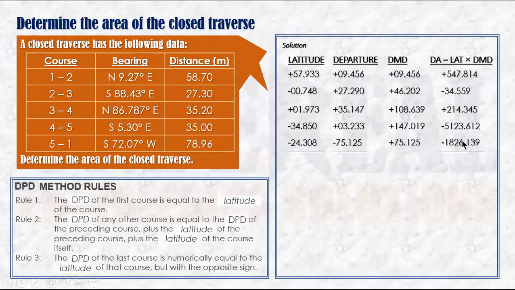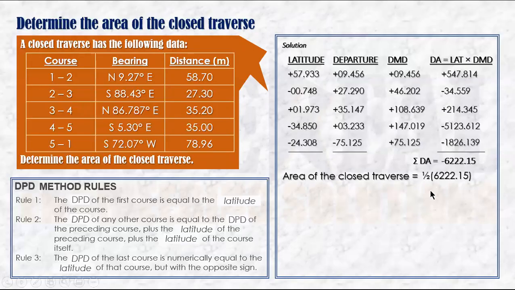And adding them, we can have this negative 6,222.15. And again, as I said, the area of the closed traverse is half of the summation of the DA. And since that is negative, just ignore the negative sign. That's half of 6,222.15, and that is equal to 3,111.076. That is, of course, in square meters. So that's it. That's how to calculate the area of a closed traverse using the DMD method. You can also use DPD, no problem.